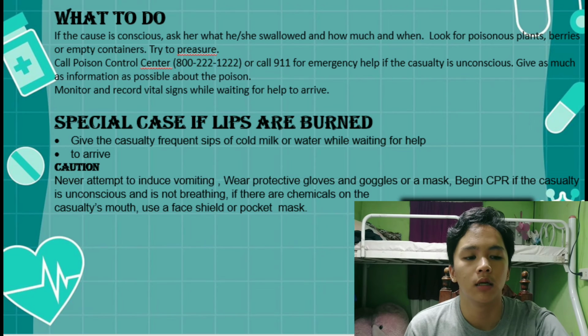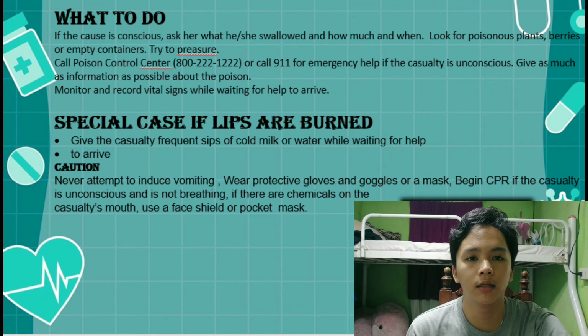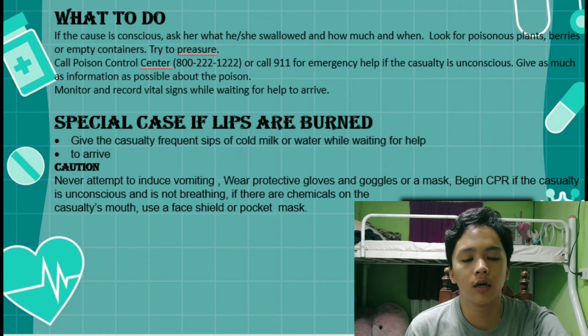So next is kung ano ba yung dapat natin gawin if makakalunok tayo ng poison or papunta sa balat natin. So una is pag conscious yung patient na nakalunok ng poison, pwede natin siyang tanungin ano ba yung nalunok niya, gaano kadami, and gaano katagal na. So second is tumawag tayo sa call poison control or call 911 para sa emergency help. Next na gagawin natin is i-monitor natin or i-record natin yung vital sign ng casualty.